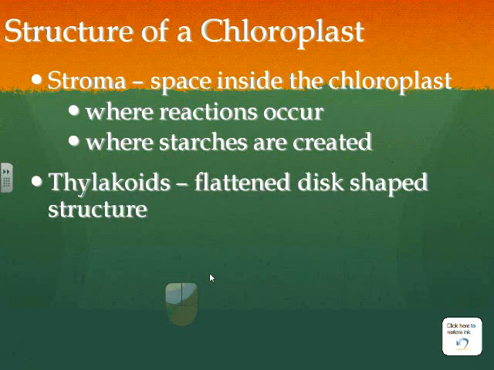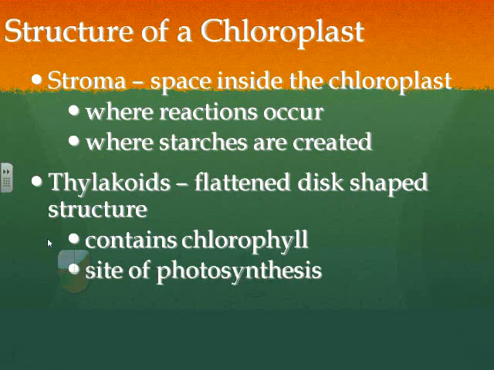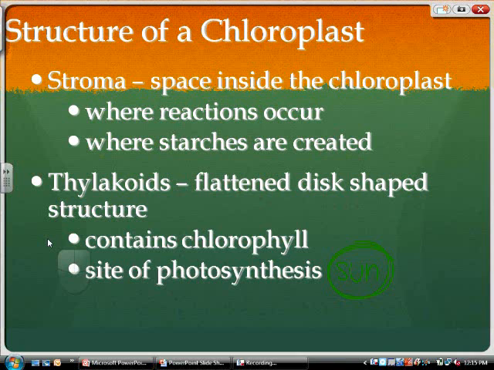The thylakoids, those discs, are going to be another location where reactions occur. This is actually where you find the chlorophyll, and this is the site of mainly what you think of as photosynthesis. This is the sunlight portion, where the sun actually gets captured and used, and we tend to think of that as the real deal of photosynthesis. But part of it is going to happen in the stroma as well.